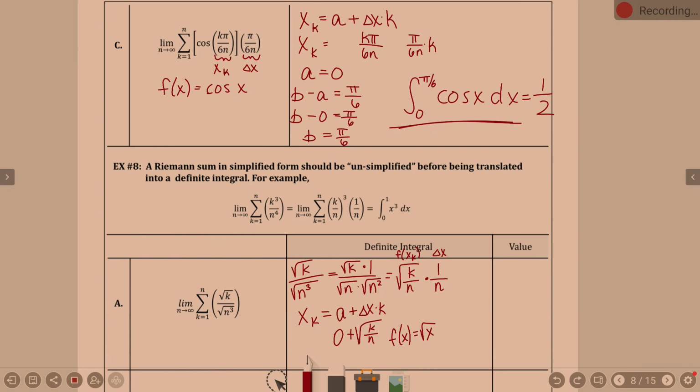If a is 0, what is b minus a? B minus a is the 1, because it's 1 over n. And so that means b is going to be 1. It's a very easy integral to write once you have that, right? So you end up with the integral from 0 to 1 of the square root of x dx. It's being able to see it, to pull it apart.